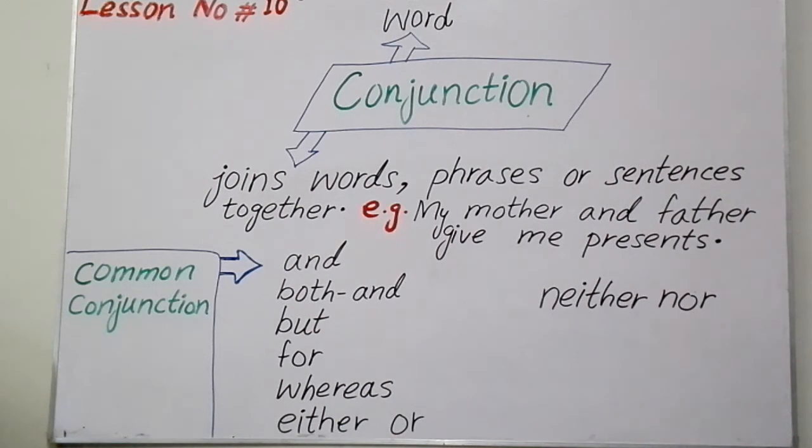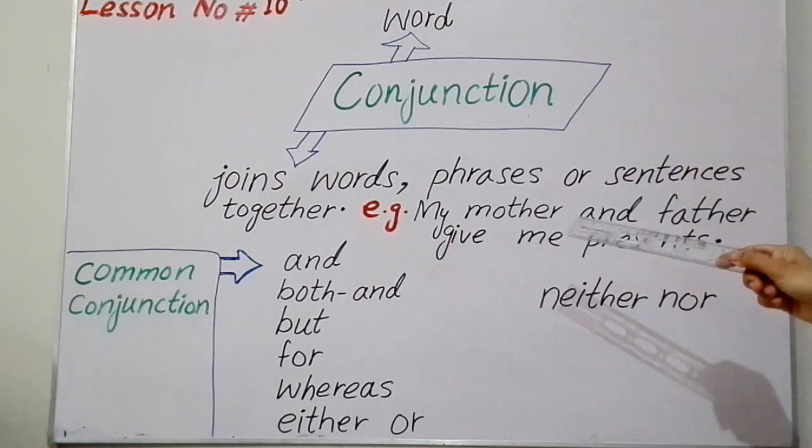Viewers, today we have lesson number 10, and this is also part of parts of speech. The topic is conjunction. As you know, when we speak, we use some words and we make sentences. When we make two sentences, we use some words and we join the sentences with these words. Actually, this is only a word, like the other parts of speech.